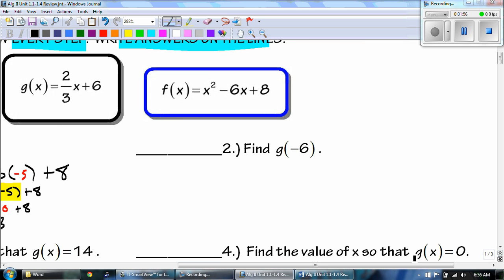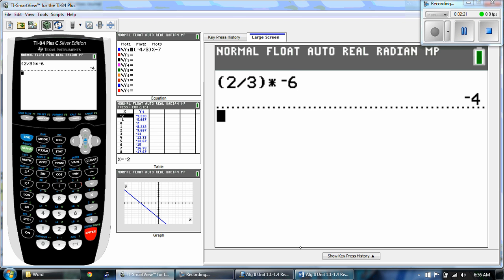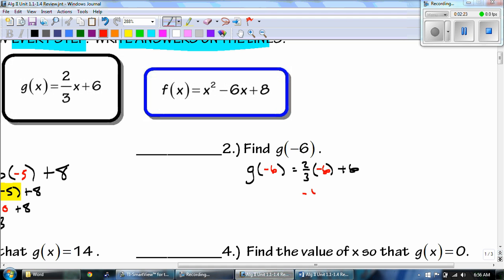Okay, so we're going to do the same thing with g. G of -6 equals 2/3 times -6 plus 6. And we're plugging in -6. Now remember, if you're not too good with the fractions, just use your calculator. 2/3 times -6, and that gives us -4. So I have -4 plus 6.